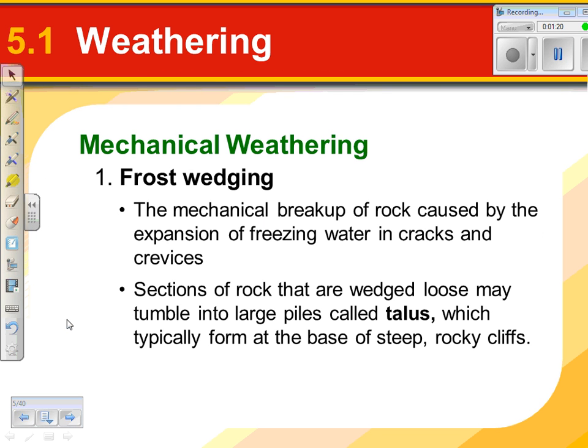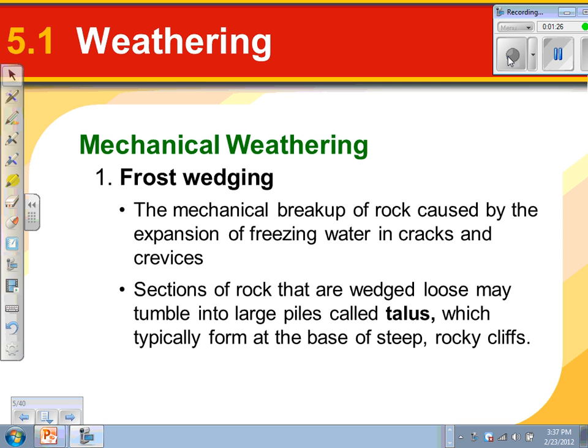Frost wedging is a mechanical breakup of rock caused by the expansion of freezing water in cracks and crevices. And once again, frost wedging is the same thing as we saw in the Section 1 read as ice wedging or rock wedging. Sections of rock that are wedged loose may tumble into large piles called talus, which typically form at the base of steep, rocky cliffs.